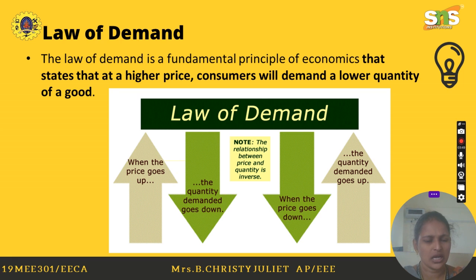For example, if a company is offering a discount price for a product, or if they reduce the price of their particular product, then the customers will go on to purchase the same product. So it creates a demand. Whenever the price goes up, the quantity demanded goes down, and whenever the price goes down, the quantity demanded goes up. So this is the relationship between the price and quantity. We must always remember that as per the law of demand, the price and the quantity demanded are always inverse. When the price is high, the demand will be low, and when the price is low, the demand will be high.